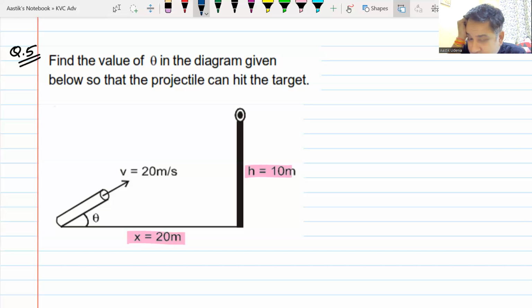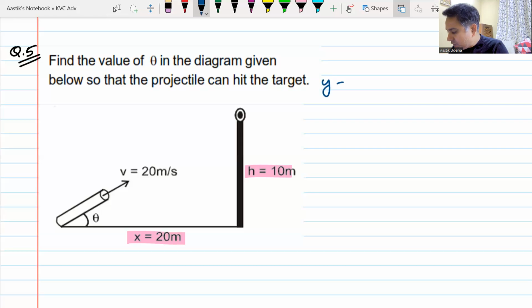Tan theta equals 1 by 3 and tan theta equals 1. It's a quadratic equation, my dear friends, so you should have two answers for a quadratic equation. Tan theta equals 1 by 3 and tan theta equals 1. I think tan theta is 3 and tan theta is 1. These are the two answers.